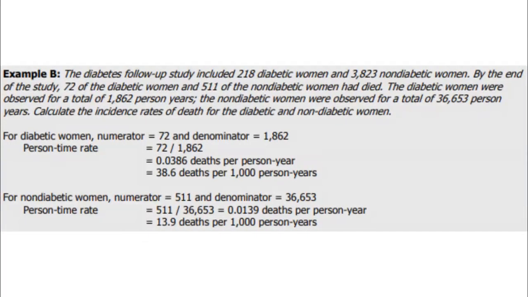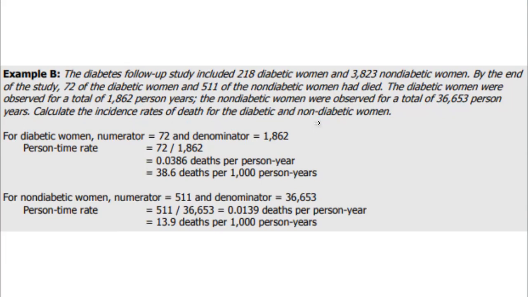Another example. The diabetes follow-up study included 218 diabetic women and 3,823 non-diabetic women. By the end of the study, 72 of the diabetic women and 511 of the non-diabetic women had died. The diabetic women were observed for a total of 1,862 person years. The non-diabetic women were observed for a total of 36,653 person years. Calculate the incidence rates of death for the diabetic and non-diabetic women.